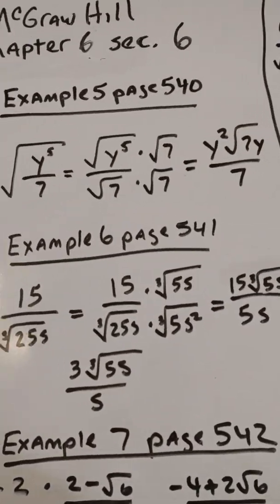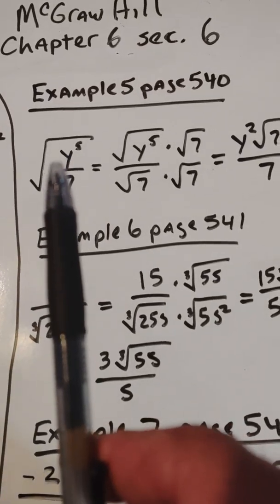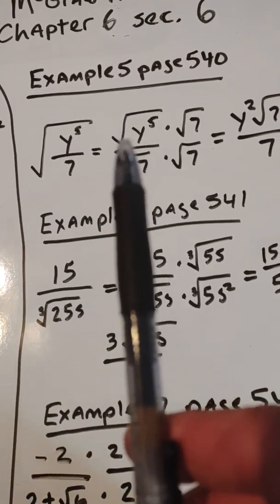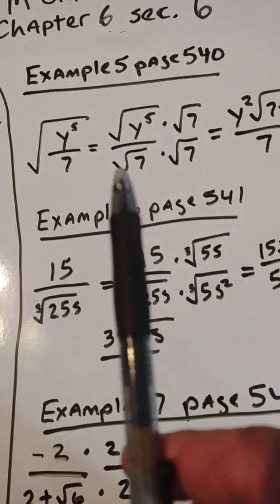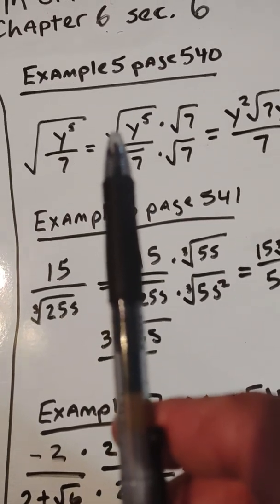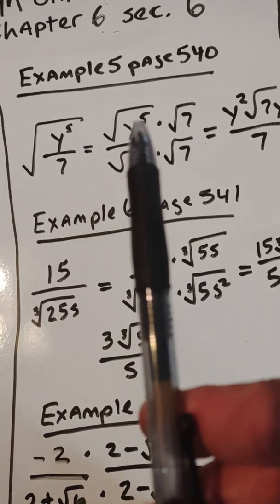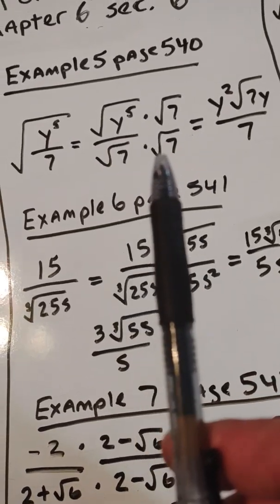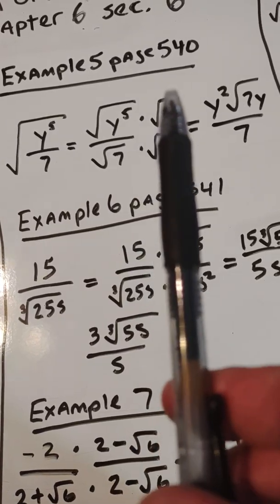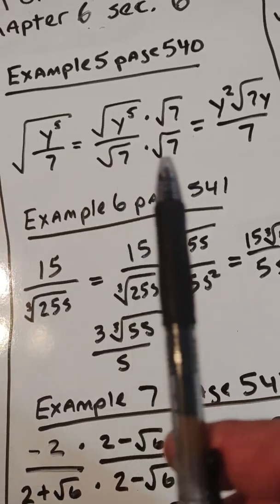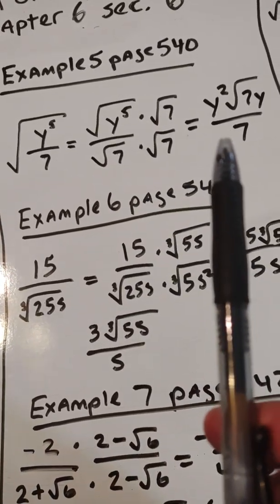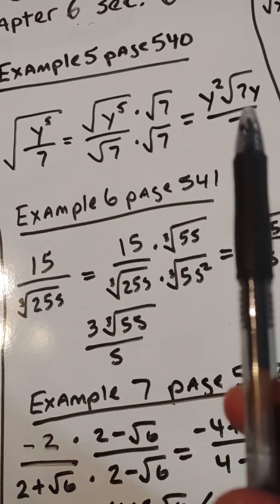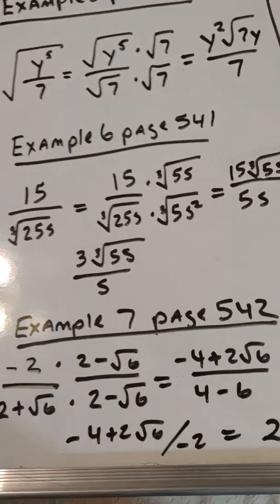Same thing with example 5. Here we have square root of y to the 5th over 7. I'm going to rewrite it as square root of y to the 5th over square root of 7. Remember the little imaginary 2 here. So when that 2 divides in here, it brings us a y squared out. We're going to rationalize by multiplying by square root of 7 top and bottom. This is going to give us square root of 49, which gives us 7. This gives us y squared square root of 7y.